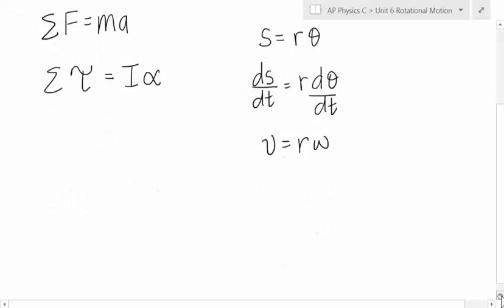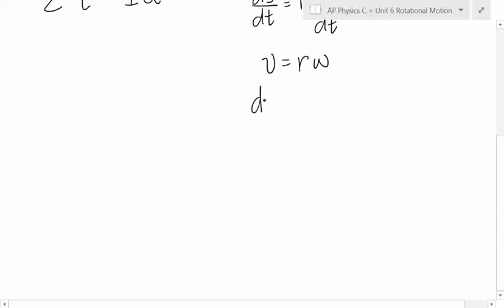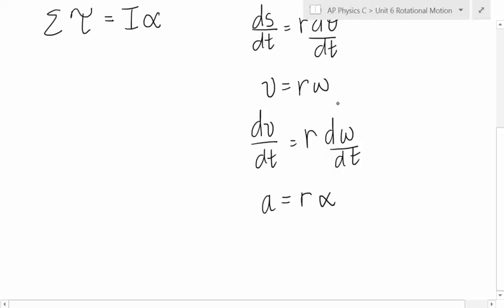We can do the same thing for this velocity. If we take the derivative of the velocity with respect to time and the derivative of the angular velocity with respect to time, we get that the linear acceleration is equal to r times alpha, the angular acceleration. So those three are very helpful in solving problems where you've got to relate linear motion and rotational motion, because they can both happen. Okay, so let's look at a couple of examples.